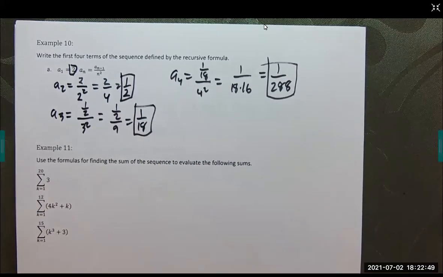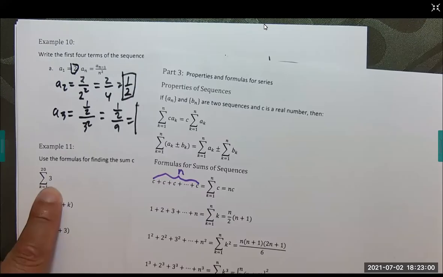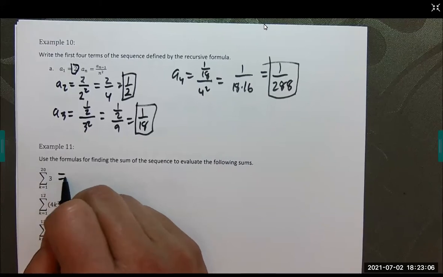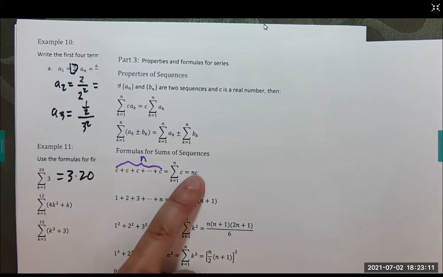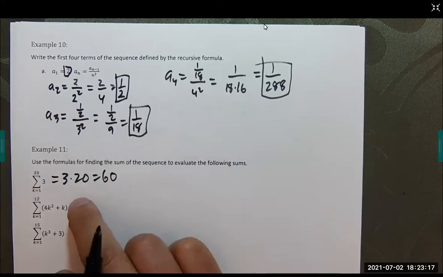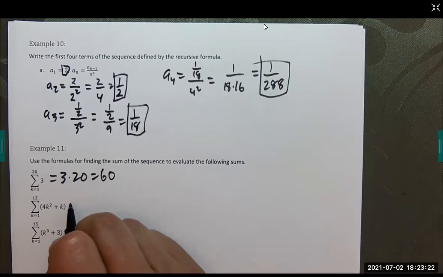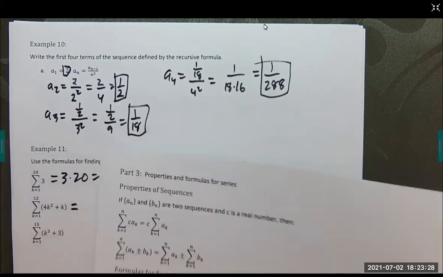All right, we are back to here. Using these, and you can see this first one's a constant. It's 3 in this case. So when this n is 20, this is going to be 3 times 20. The constant 3 times n, which is what we go up to, which is 20, so 60. This one is going to take a lot more work. So I'm going to break this up using these rules, where I can pull the constants out and break them up and all that.